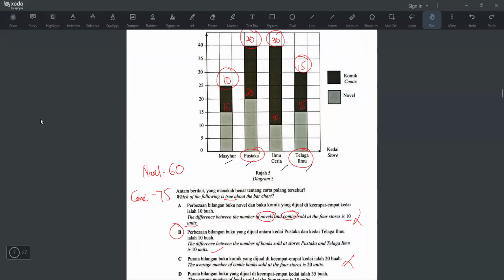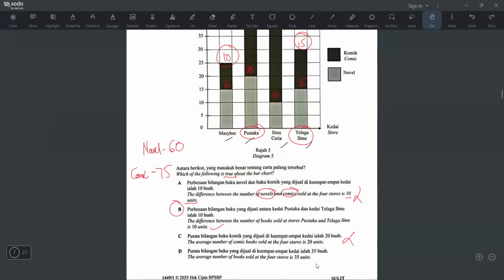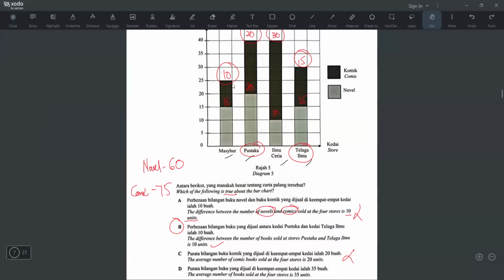For the last one, the average number of books sold by 4 stores is 35. This one, you have to take the total for both books.